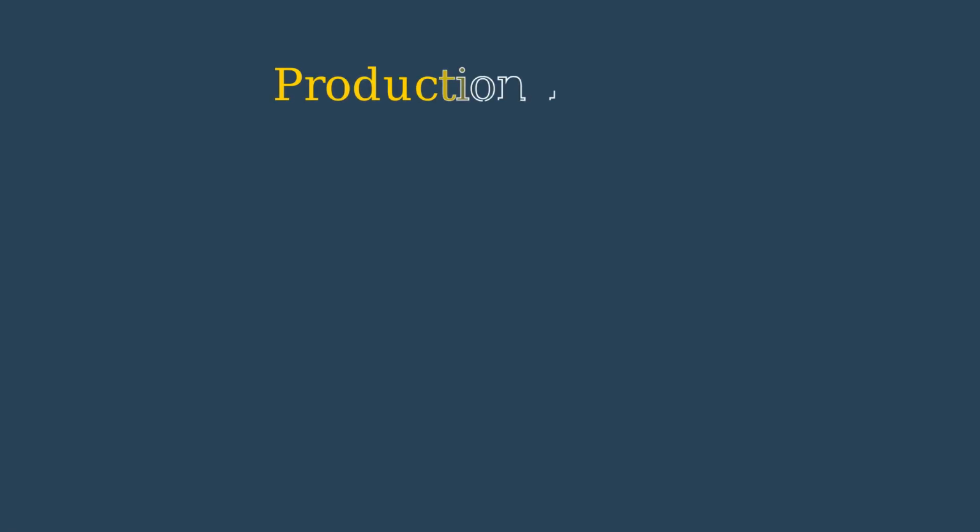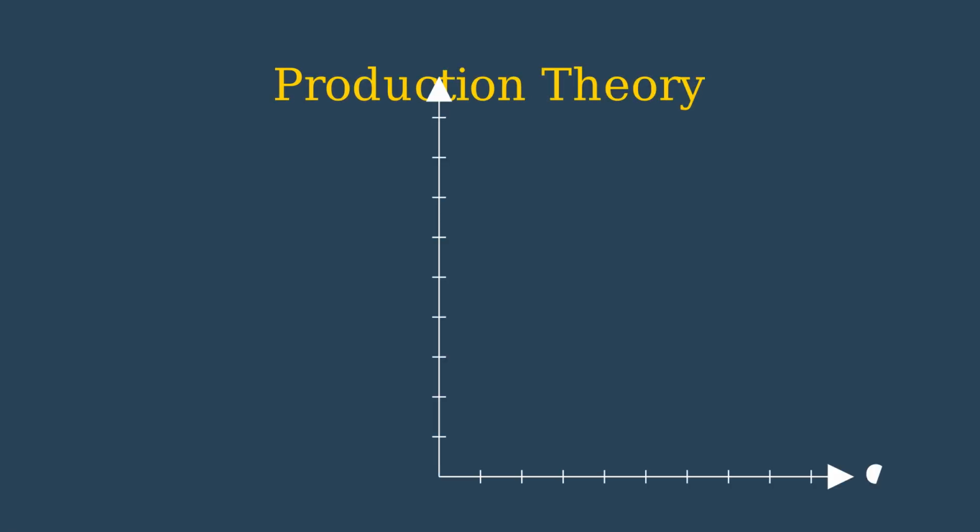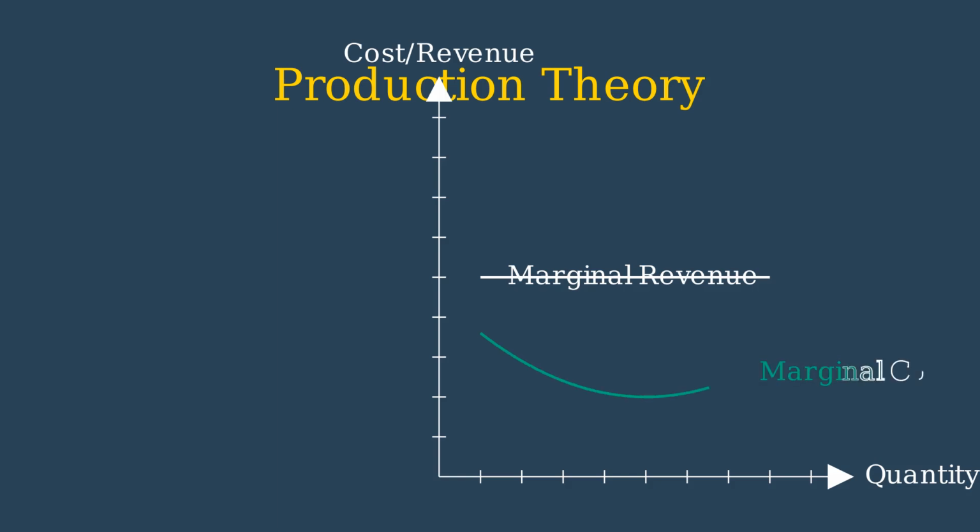In production theory, firms determine their optimal production level by producing where marginal cost equals marginal revenue.